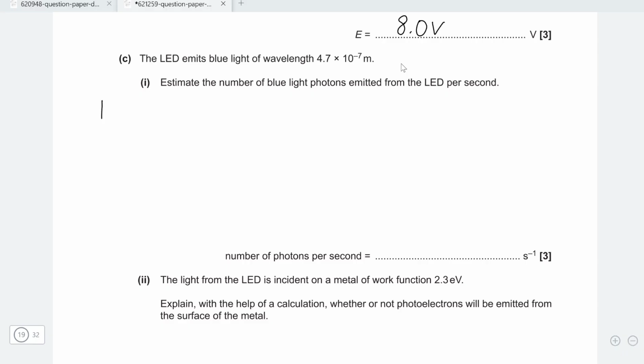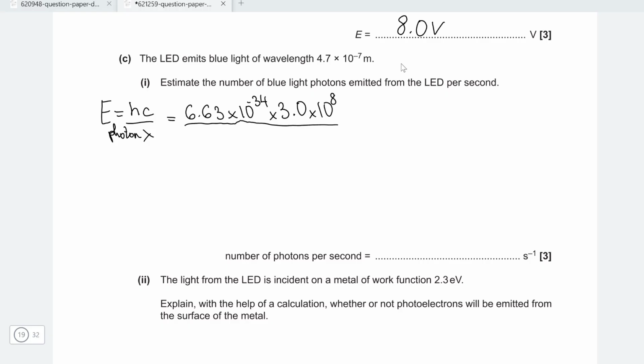We're going to use the formula that E is equal to hc over lambda, and that's the energy of a single photon. h is just Planck's constant, so that's 6.63 times 10 to the power of minus 34 multiplied by the speed of light, 3.0 times 10 to the 8, and we're going to be dividing that by the wavelength, which is 4.7 times 10 to the power of minus 7, and overall this is going to give us 4.23 multiplied by 10 to the power of minus 19 joules. So that's the energy of a single photon.